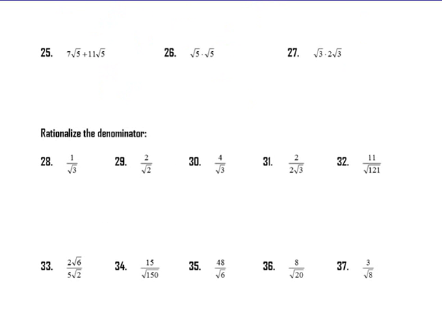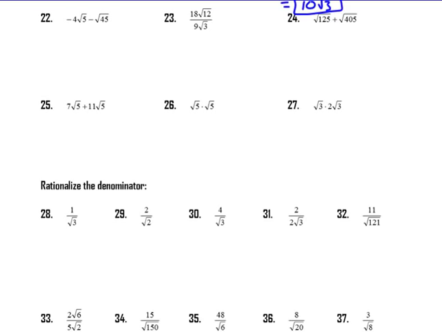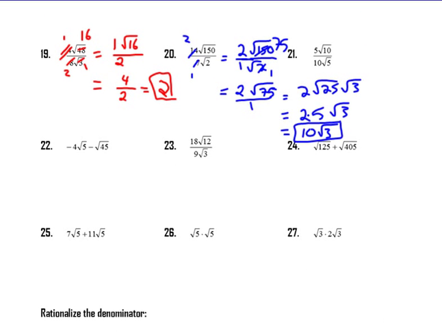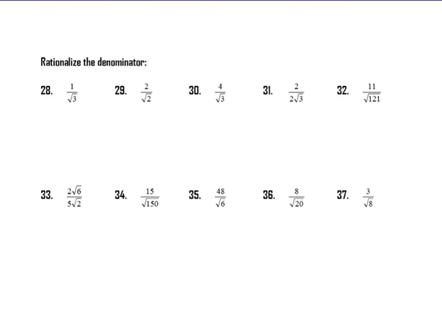Which then takes us to the bottom part, which is the other option for doing the division problems. If you have dividing, you can look at rationalizing the denominator. So on number 19 and 20, I could have multiplied by the square root of 3 in 19 and the square root of 2 in 20 on both top and bottom, and it would have been okay too. So I could have followed the same process.